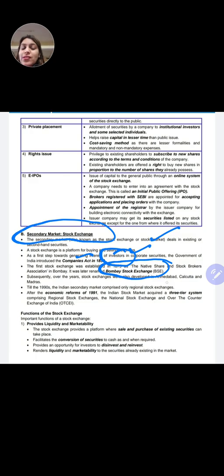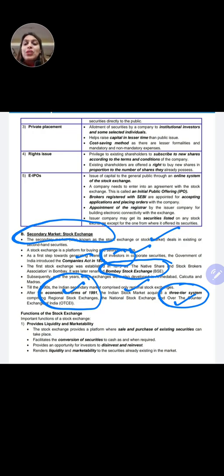Now in 1991, when the economic reform came, when we discussed a lot about LPG, that is liberalization, privatization, globalization, at that period of time we also had a three-tier system in our stock exchange, comprising the regional stock exchange, national stock exchange, and over-the-counter exchange, that is OTCEI. So these three tiers were introduced on different levels of stock exchange.